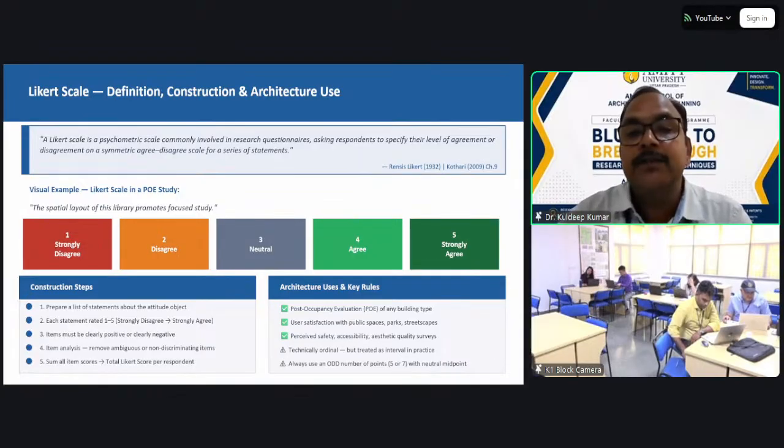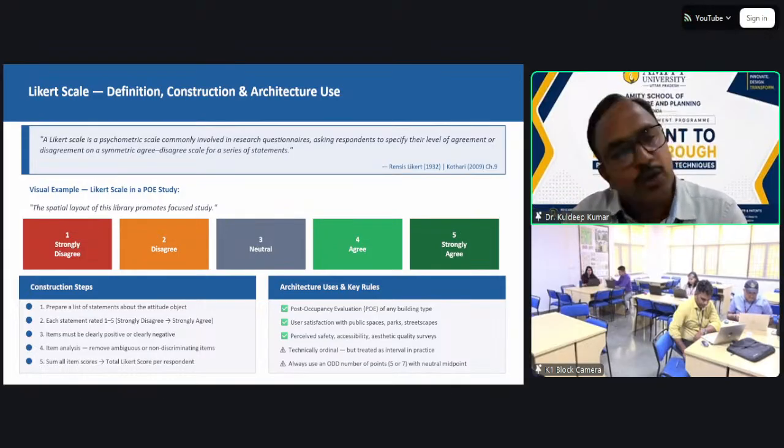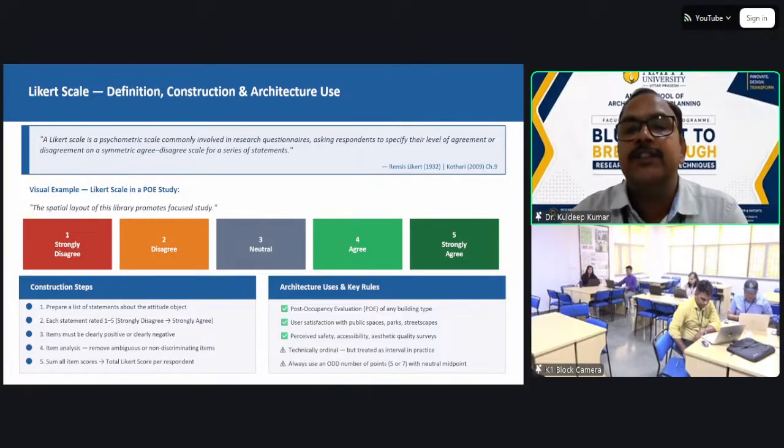Now, here it is important to understand where the Likert scale is used in architectural research, because it is very specific where we can use it. We can use it for user satisfaction in public spaces, parks, libraries, or streetscapes. You can use it in perceived safety surveys in neighborhoods, post-occupancy evaluation of any building type, accessibility and barrier-free design assessment, or in thermal and visual comfort studies.